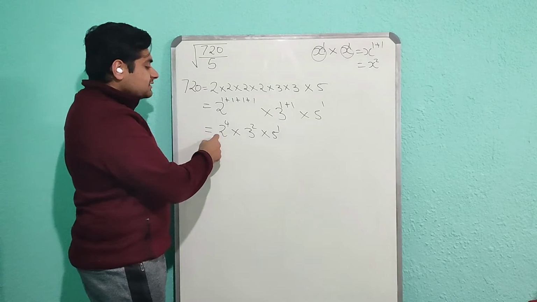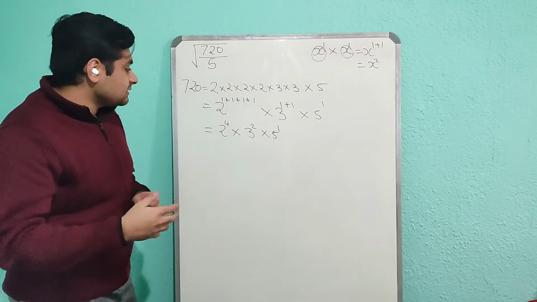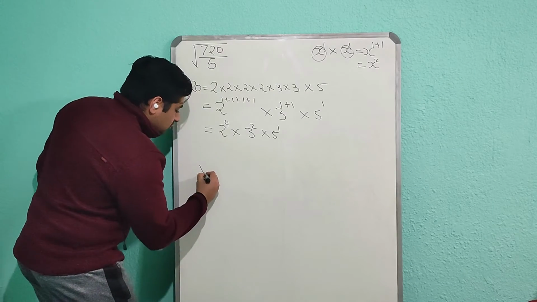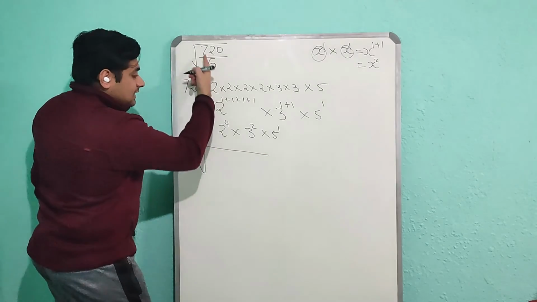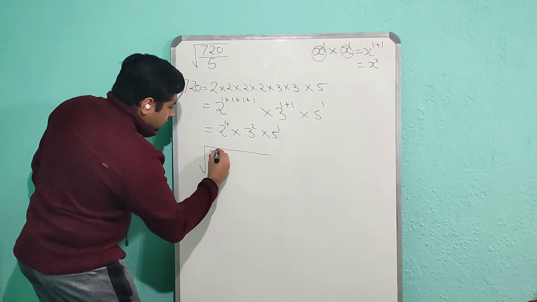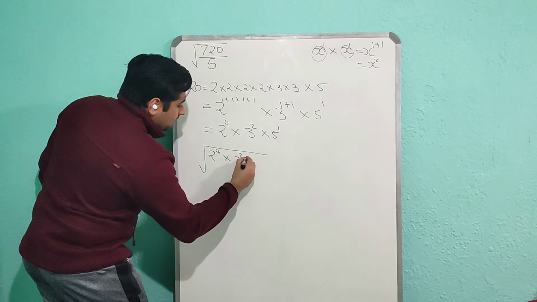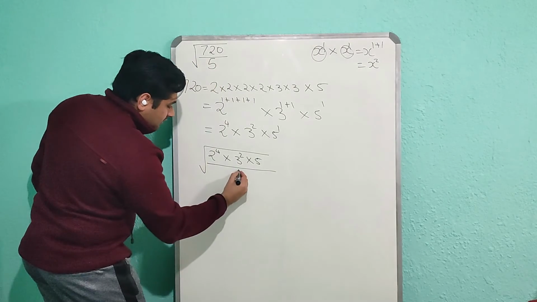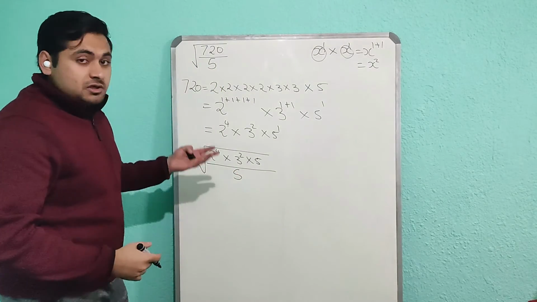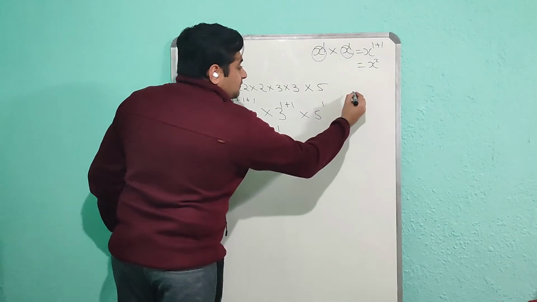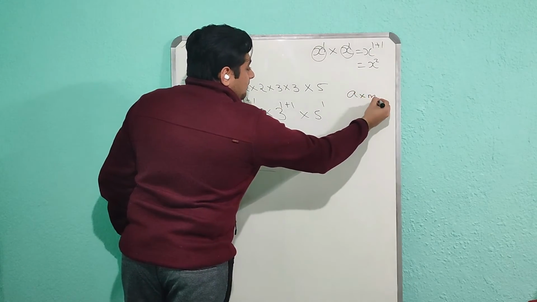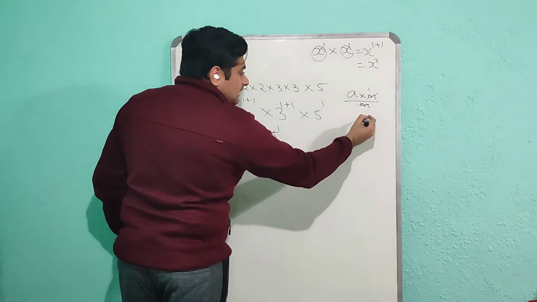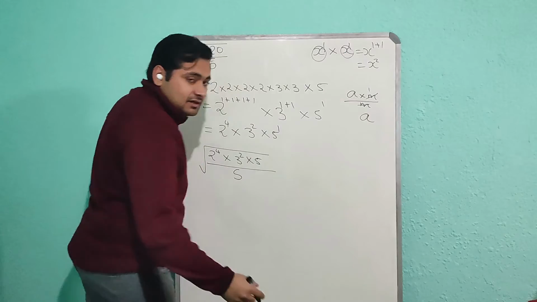So now that we have written our answer in terms of exponents, let's write them back in place of 720. So there is a square root. In place of 720, we'll be writing all this, which is 2 to the power 4, 3 to the power 2 times 5 all over the 5. Now as you can see, according to the multiplication rules, if you have a times m all over m, you can simply cancel the m, you remain with 1. Therefore your answer will be a only, right?